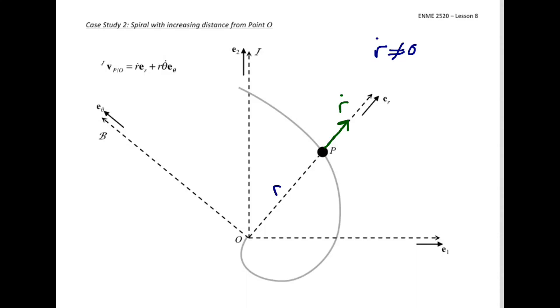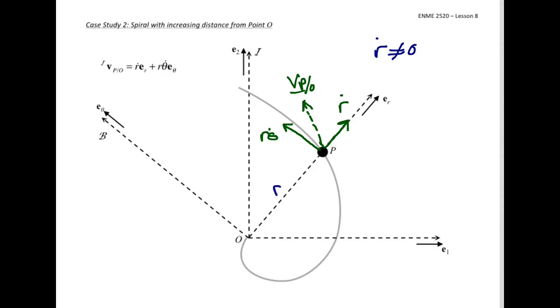Now likewise, we have a component in the E theta direction. And so if we draw that vector, the E theta, which is 90 degrees to ER, then this component is r theta dot, just like last time. Now if we draw these two together, then we should get a resultant that's made up of the ER direction and the E sub theta direction, and this resultant itself is the velocity of P with respect to O.